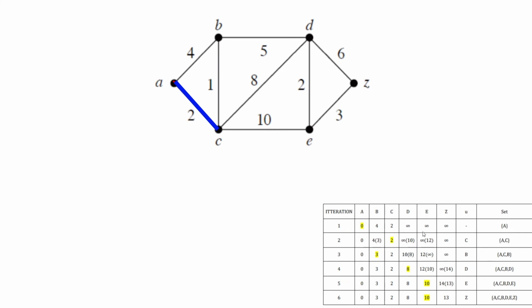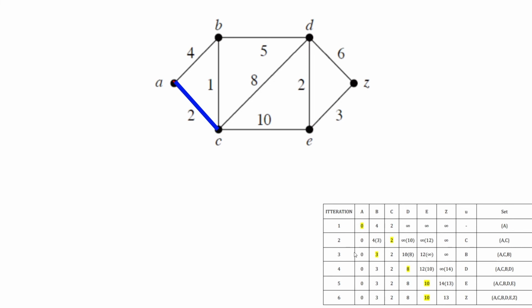So B is 2 plus 1, we get 3. And then from C to D, 2 plus 8 equal to 10. And then from C to E, 2 plus 10 equal to 12. From C to Z, it's unknown, so we put infinity, and then we choose C, and then the set is AC.